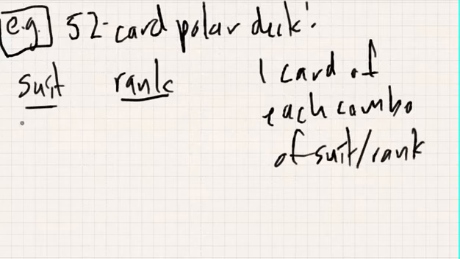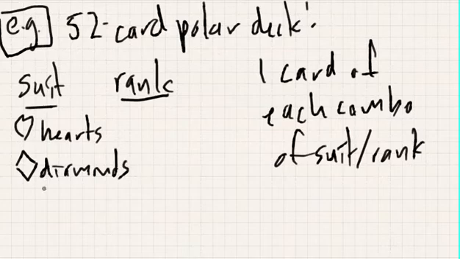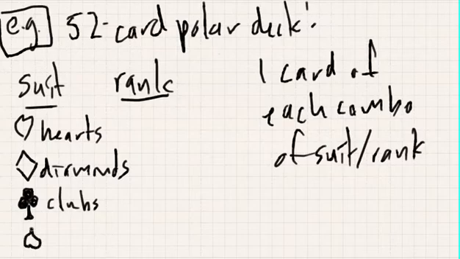So the suits are hearts, that's supposed to be a heart, diamonds, which looks like this. There are clubs, which look kind of like this. And then there are also spades, which look kind of like an upside down heart with a little thing on the bottom.